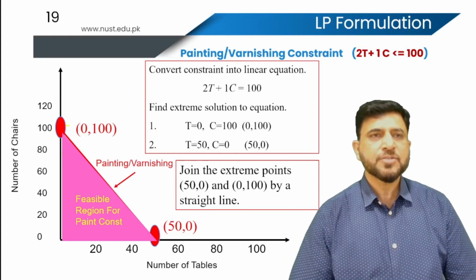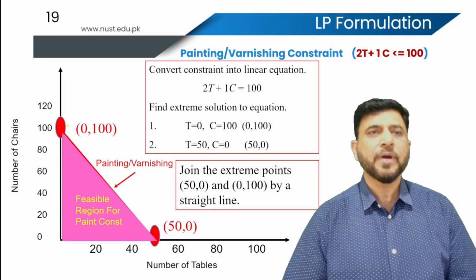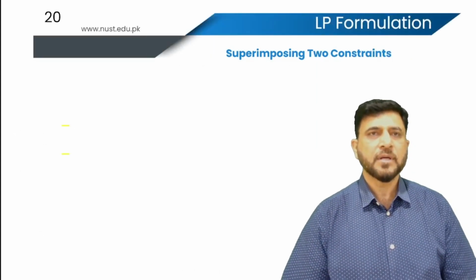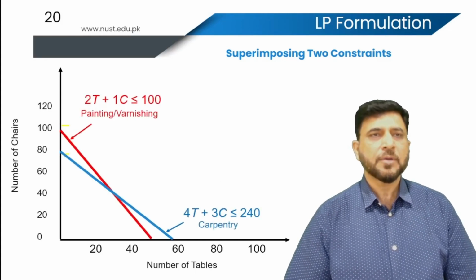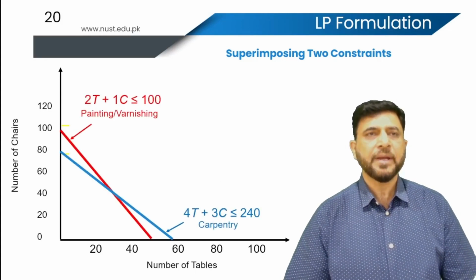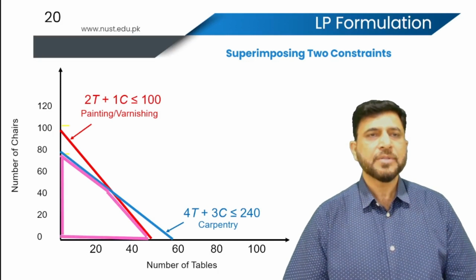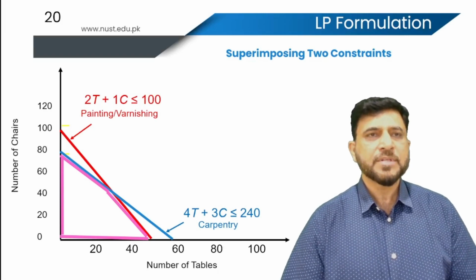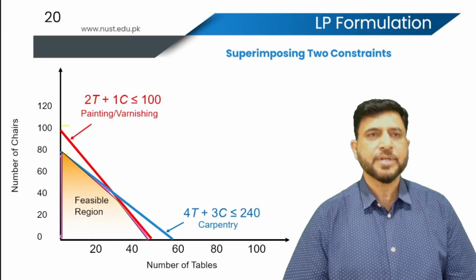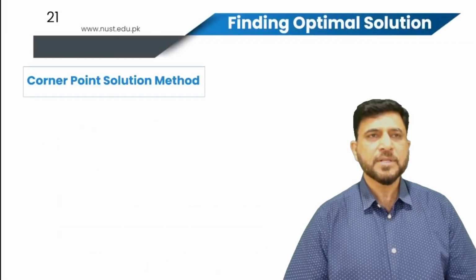Now we mix these two feasible regions with each other to find a common feasible region. How can we do that? By superimposing the two constraints. This was the carpentry constraint, this was the paint and varnishing constraint, and this is the main feasible region which is common between these two constraints. So this is the feasible region.